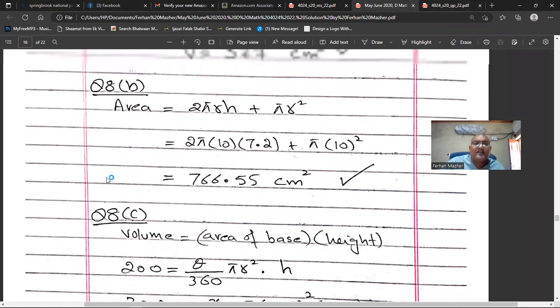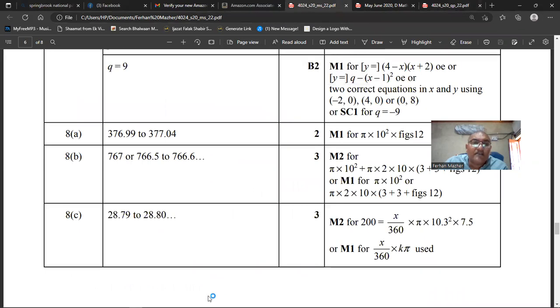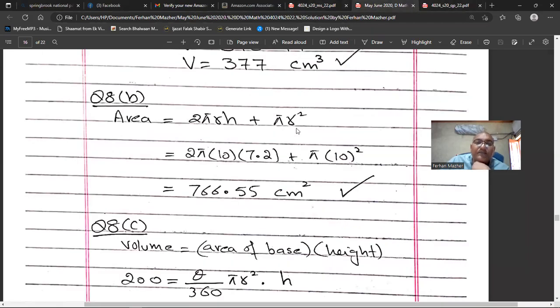So the area which is to be covered with the chocolate will be 2 pi r h plus pi r square. Simply put the values. 2 pi, the radius is 10, the height of the cake is 7.2 centimeter, plus pi r square, that's pi into 10 square. So you just enter these values, you get 766.55 centimeter square. So our answers are right.